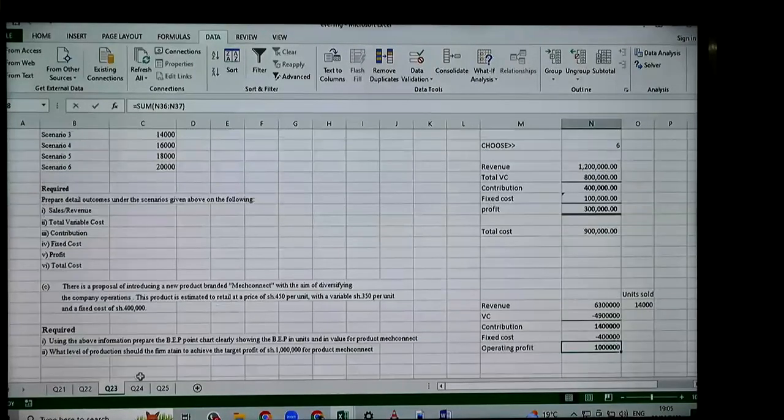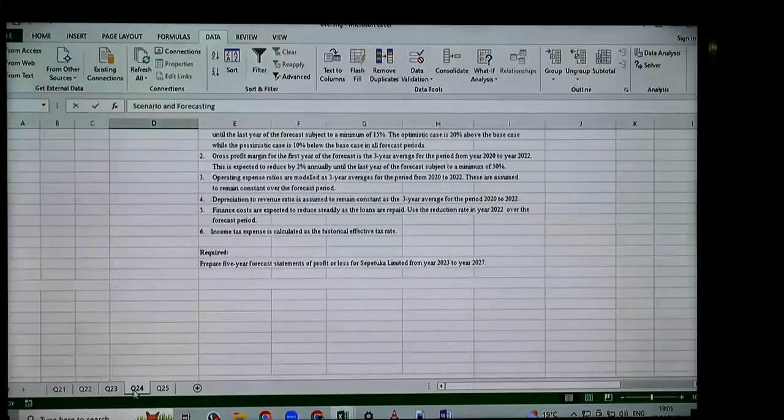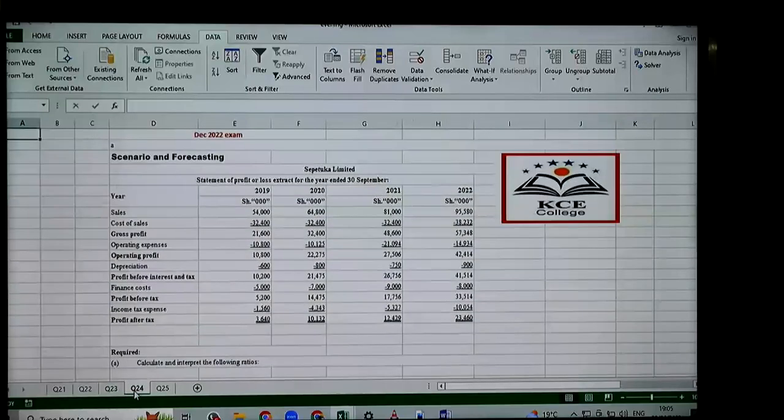And this one I will take. This one was in the previous December 2022 examination. It was touching on forecast and also scenario analysis. So I'll just show you how to do it, and if I'm fast, you can maybe chat on the chat link.